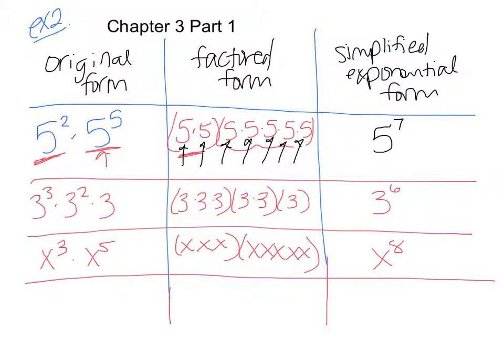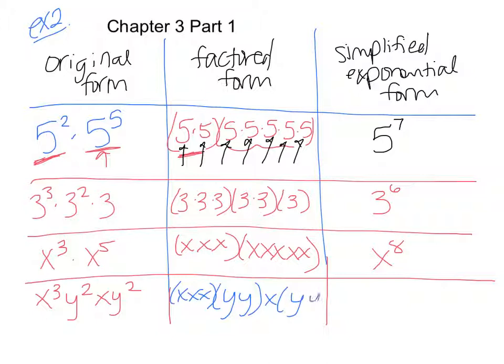Now let's put in a mix. Let's do x cubed y squared times x times y squared. So when I go through, I'm going to have my x 3 times, my y 2 times, a single x, and then another y times y. So I'm looking at my exponents to tell me how many I should have in the parentheses. So my x's, altogether I have 4 of them, so x to the 4th, and I also have 4 y's. That's going to be y to the 4th power.